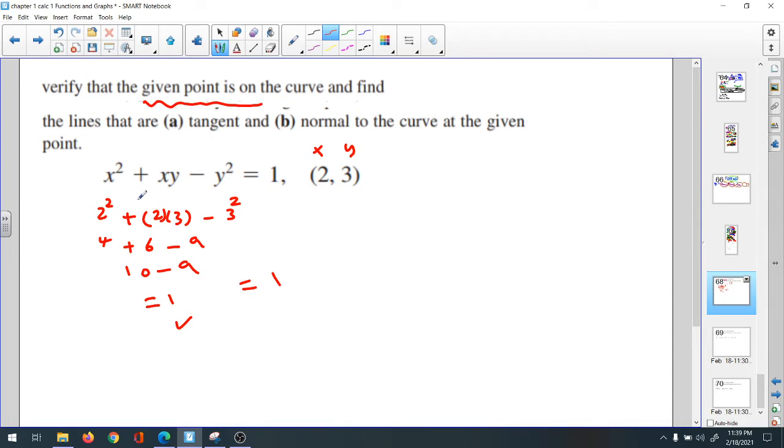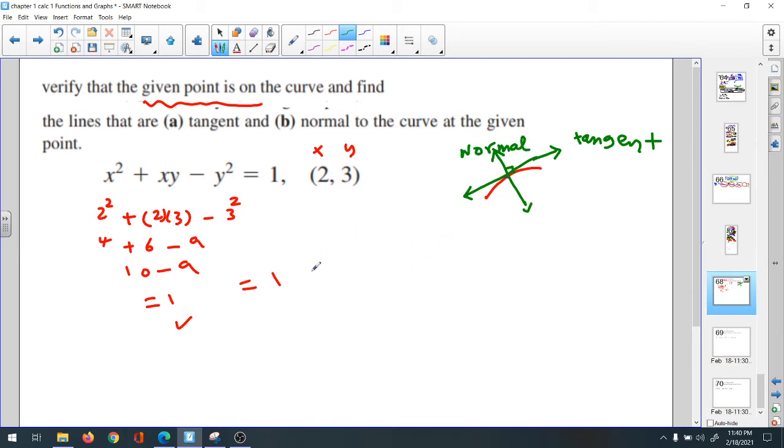The other two parts are to find the lines that are tangent and normal. If we have a curve like this and we have a point on the curve, we need to find the equation of the line that is tangent. This is the tangent line. It just touches the curve at one point. And the normal to the curve is perpendicular to the tangent. It has a perpendicular slope. That's the normal.